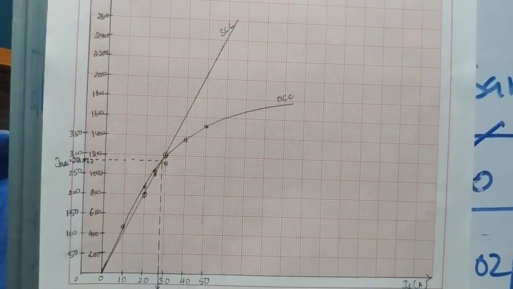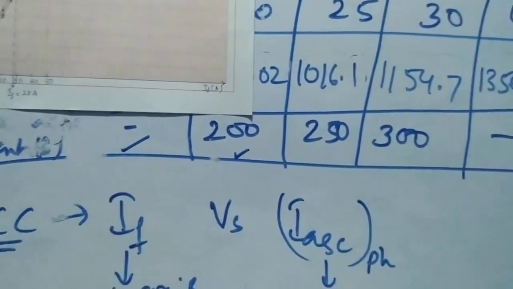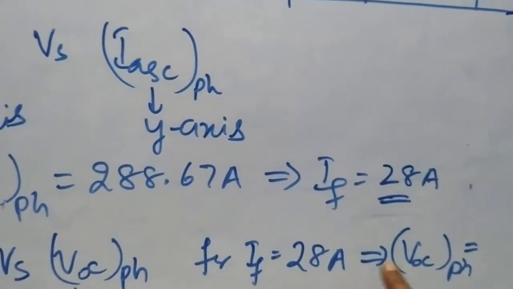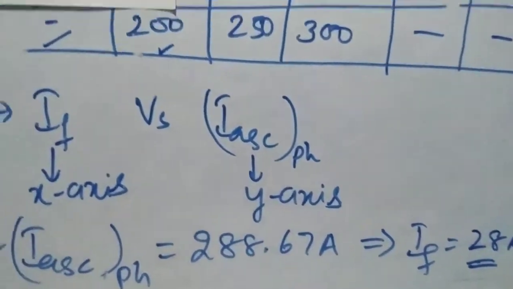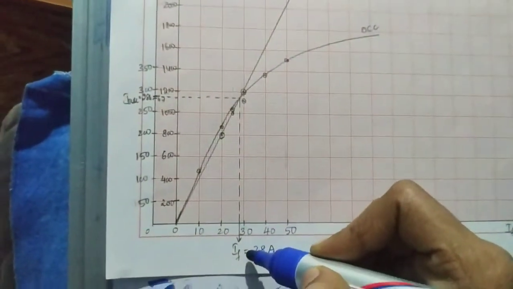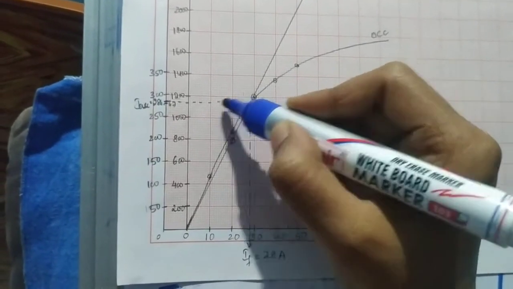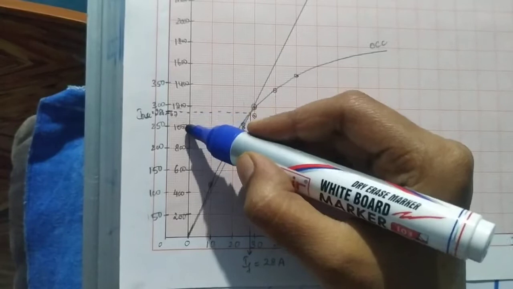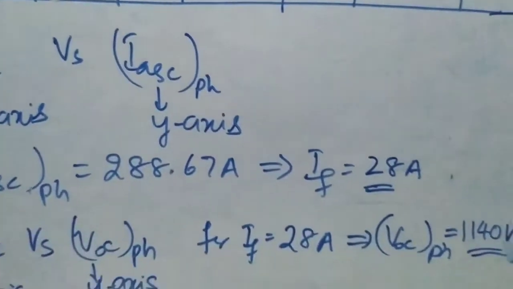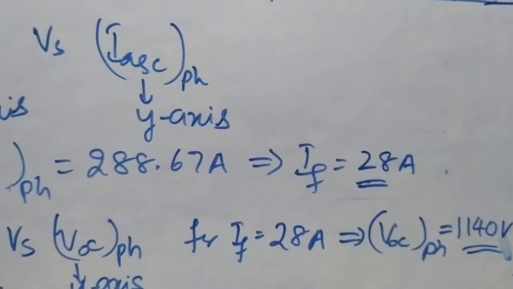This is how we have plotted the open circuit characteristics. Okay. So now our aim is to get the corresponding value of the VOC phase for 28 amperes of field current. You can see here for the 28 amps the point which intersects with the OCC gives VOC phase equal to around 1140 volts. So this is VOC phase.